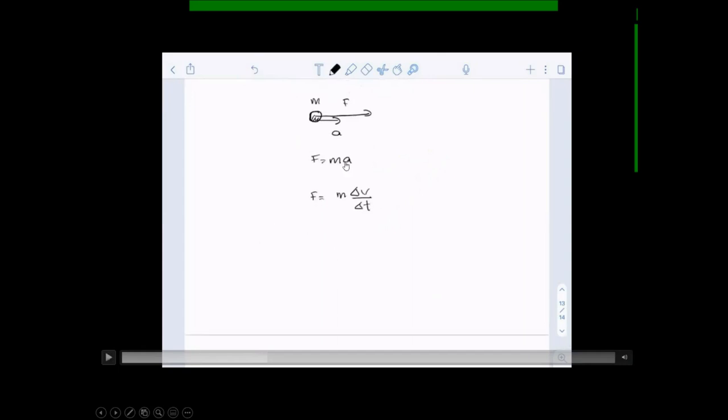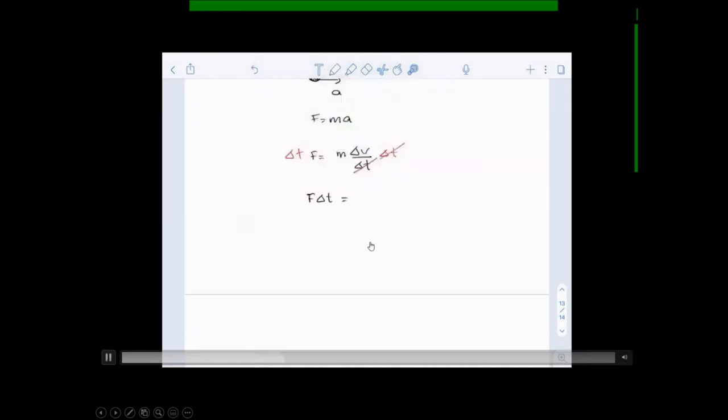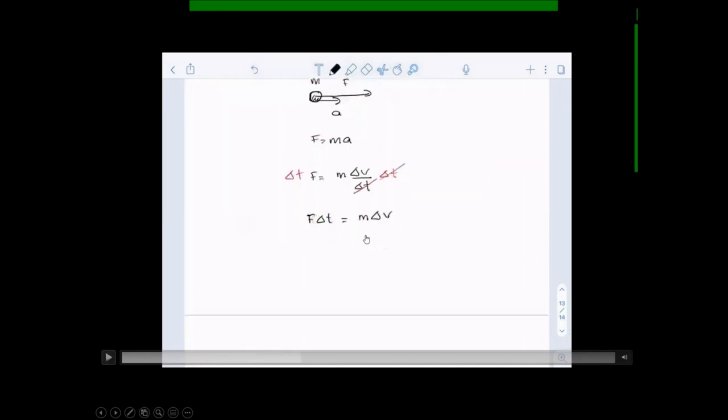And we write out the acceleration in terms of how fast the velocity changes in time. We'll move the time expression to the left. The only thing we will have on the right-hand side is mass changing its velocity. So if this force is present for this duration, it's gonna change the velocity of this mass, from an initial to a final value.